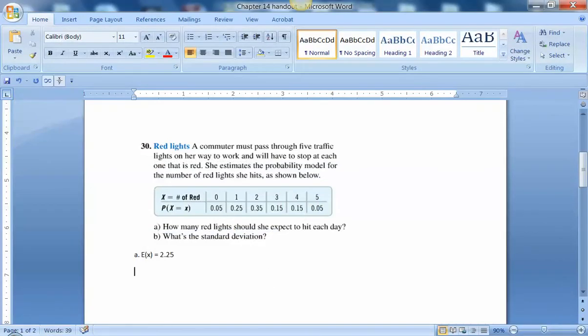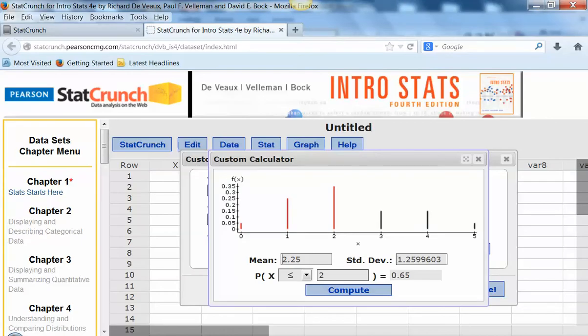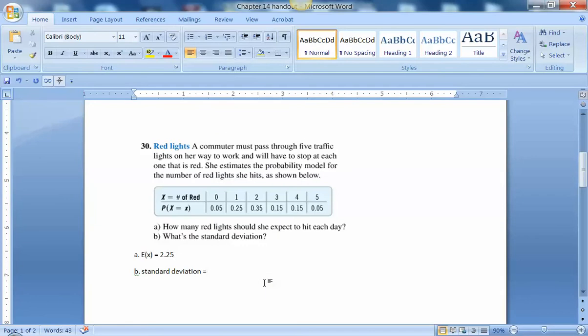2.25. And then the second one was the standard deviation. And again, my little custom calculator will do that for me. And my standard deviation was 1.26 if I round. I'm not sure what your MyStatLab will ask you for in terms of rounding. So there's an easy way to do those calculations without having to do it by hand in your calculator.